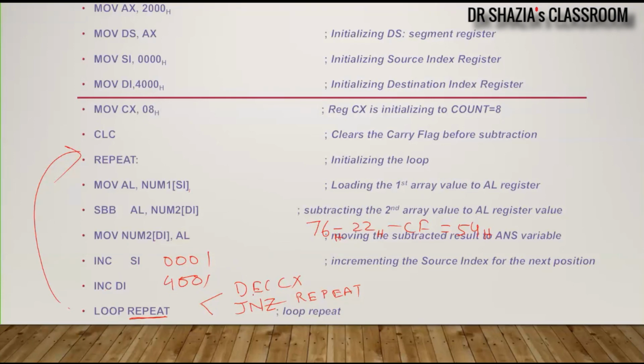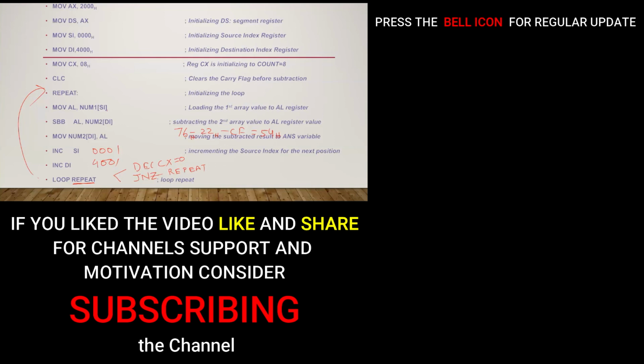Then again loop, repeat. So loop will automatically decrease your CX. So CX is 7, it will get decreased to 6 and it will continue as long as the content of CX does not become 0. Whenever the content of CX is 0, the zero flag will be set. The zero flag will be high and jump if not zero will no longer be satisfied, and the program will come out of the loop.